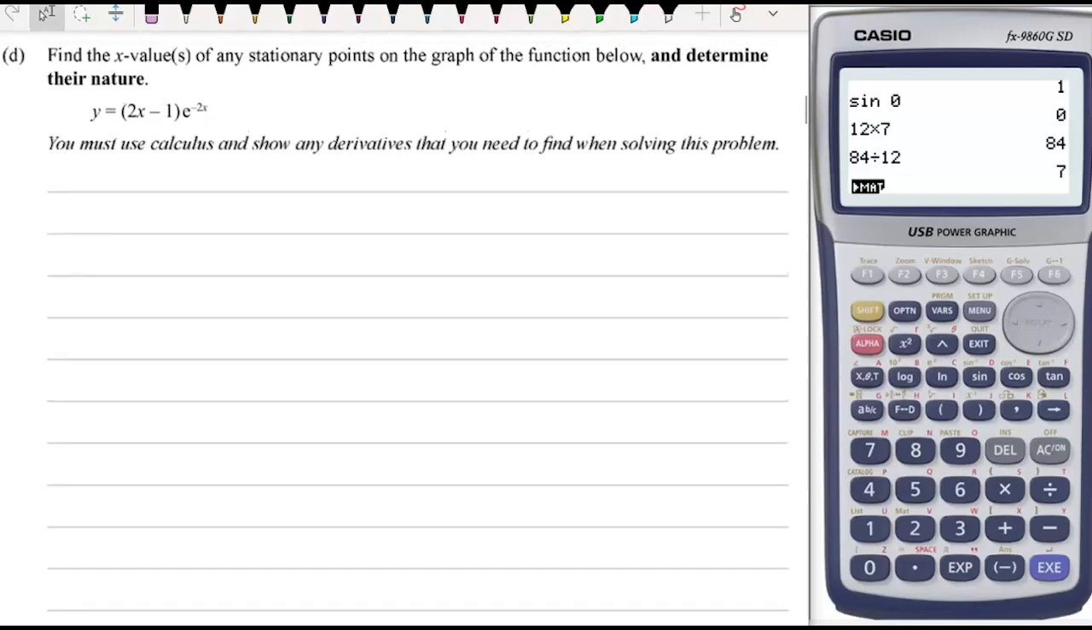For part D, we're finding stationary points and then also working out what type of stationary point we have. So to find a stationary point, we want dy by dx equals to 0. Okay, dy by dx, on this we're going to do the product rule. So we've got u stays as it is, times by the derivative of the second part, which is going to be minus 2e to the minus 2x, plus the derivative of the first times by the second part unchanged, like this. And we want to set that equal to 0.